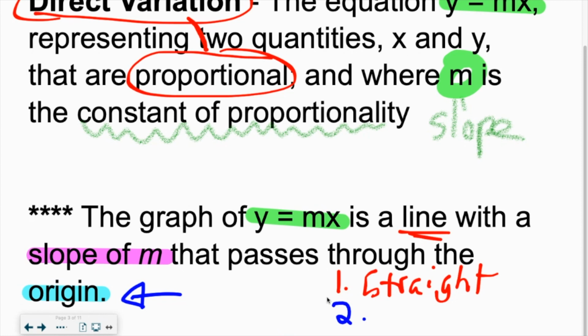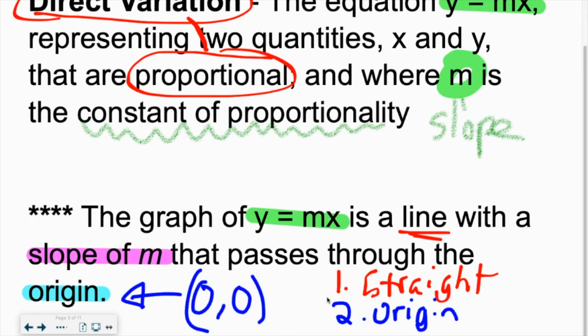Everyone say line. Did you say line? Make sure people in class say line. Say line. And the next one, number two, it's got to go through the origin. Say origin. Did you? Here's the last chance. Say origin. Origin, if you need the reminder, that is the ordered pair 0, 0, where we begin graphing on a coordinate plane. Two things needed to be in order for it to be a direct variation.